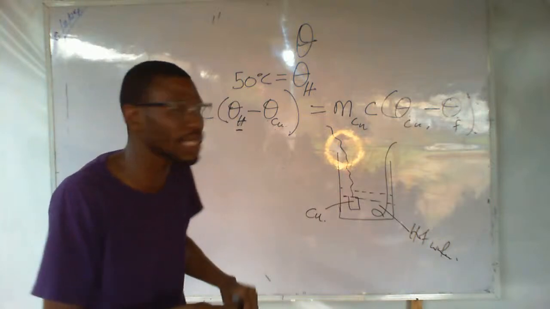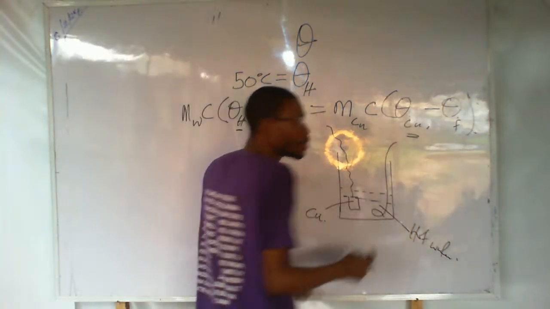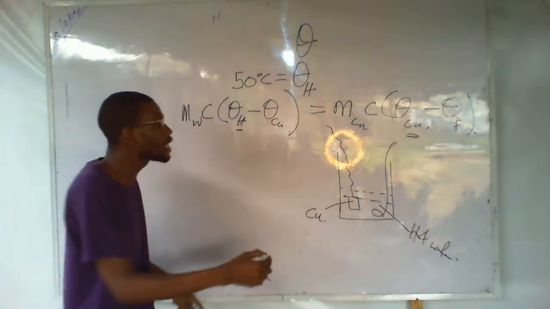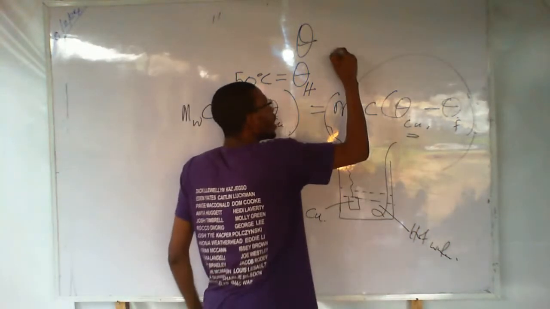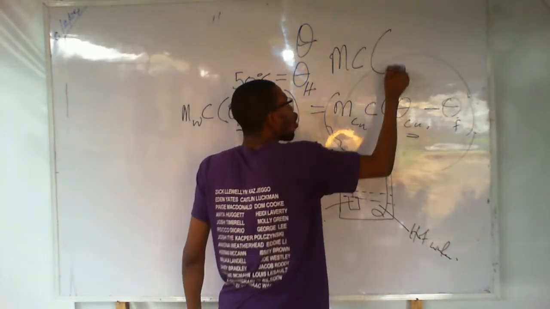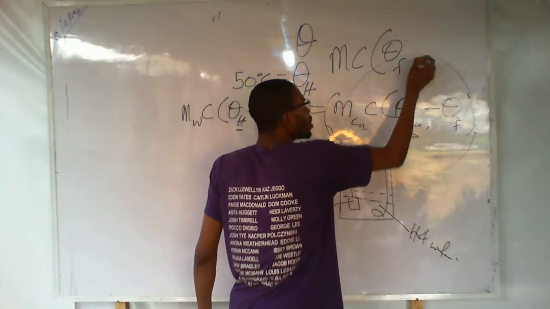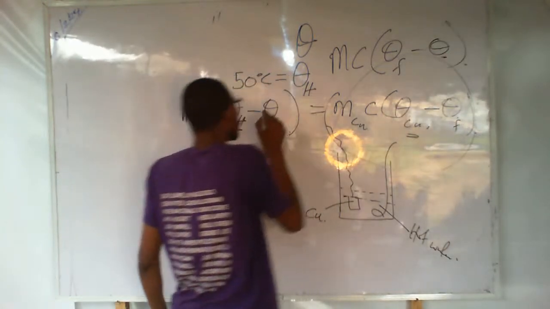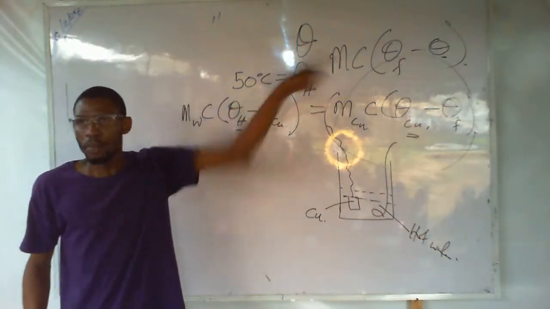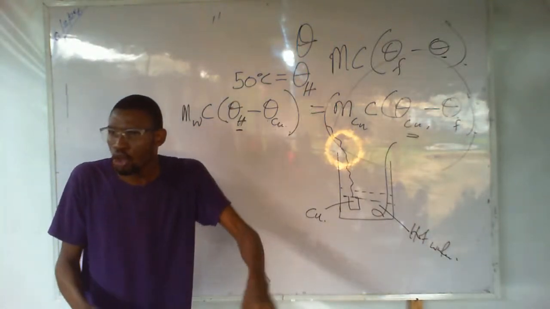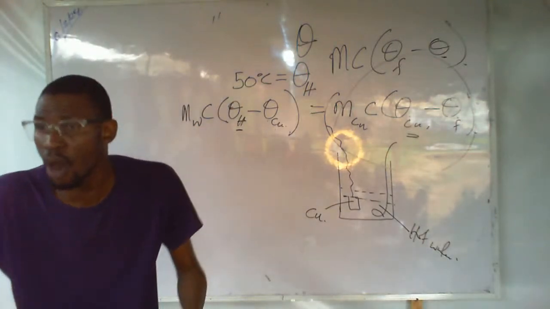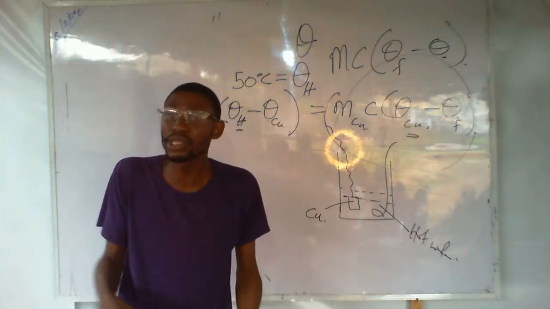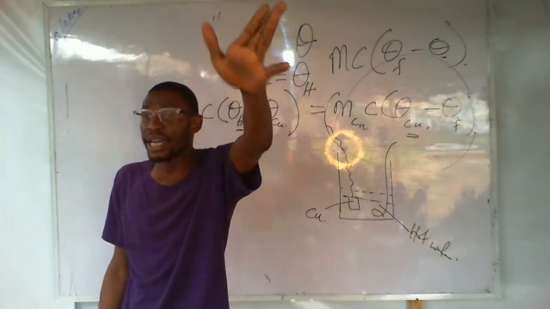So if I'm to get this final mixture that is increasing, I can reverse this case and say my mass times the temperature of the final mixture minus the temperature of the copper. Because the final temperature of the mixture should be much higher. That's why in most cases they will say go and look for the temperature of the final mixture.